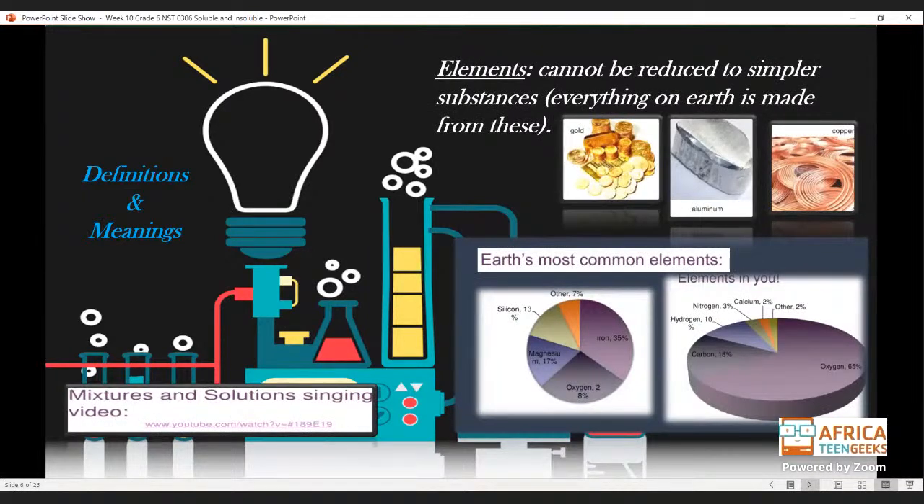Elements is just a word that's going to come up, and it's something that cannot be made or reduced into a smaller substance. I gave some examples of the Earth's most common elements that we looked at yesterday, such as carbon, oxygen, nitrogen, hydrogen, magnesium, gold, aluminium, and copper.